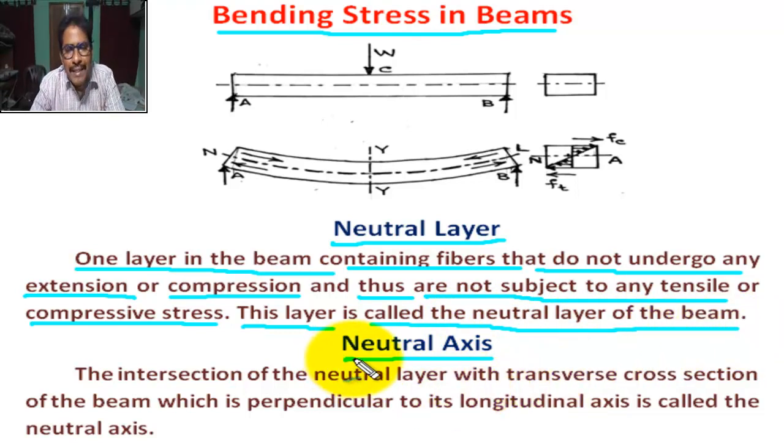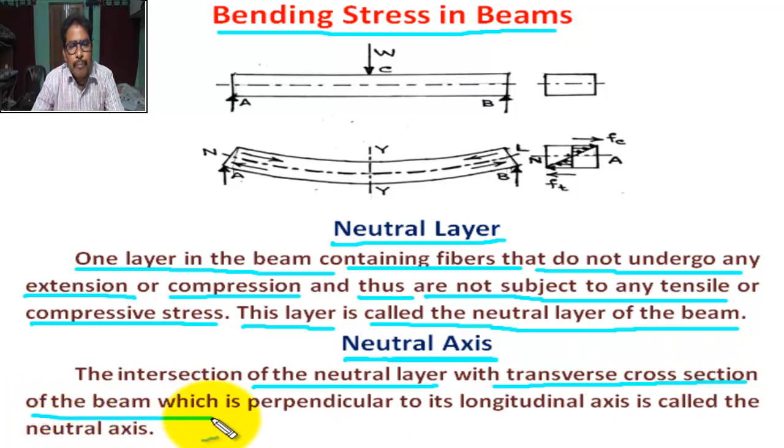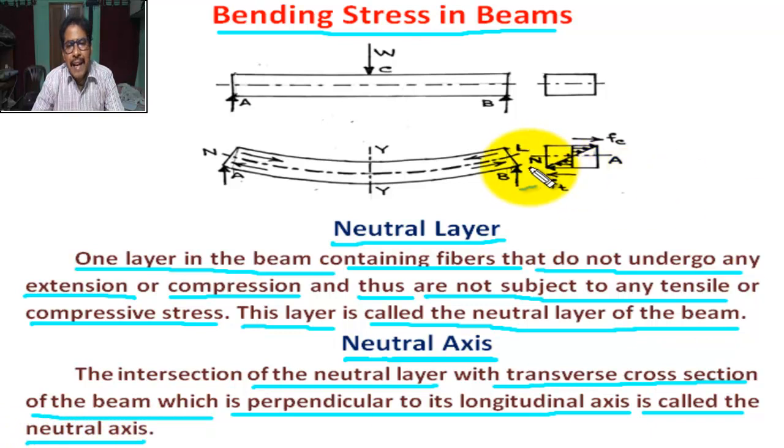Now, what is neutral axis? The intersection of the neutral layer NL with the transverse cross section, that is the cross section shown in side view, the transverse cross section of the beam which is perpendicular to the longitudinal axis, in side view, is called the neutral axis. NA is the neutral axis.